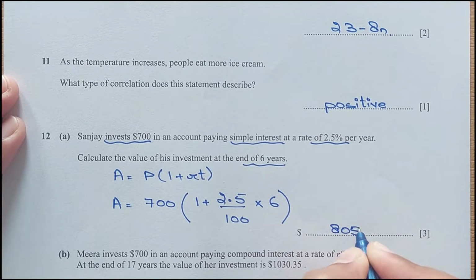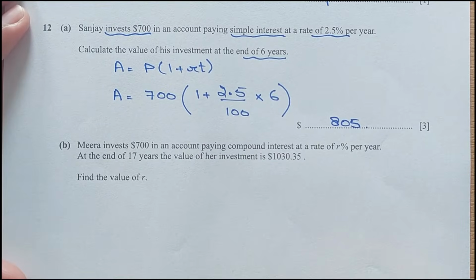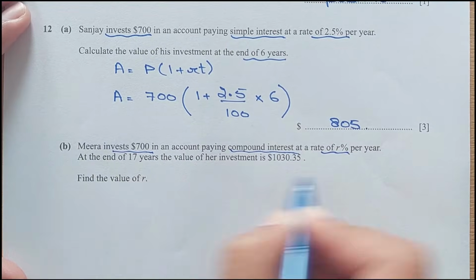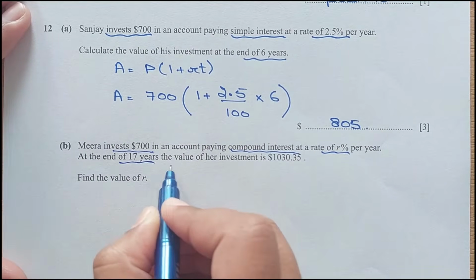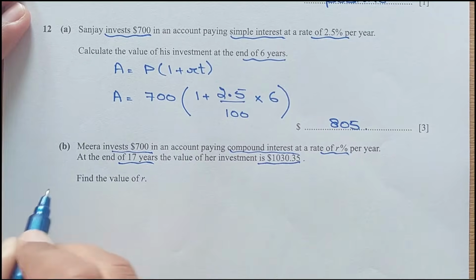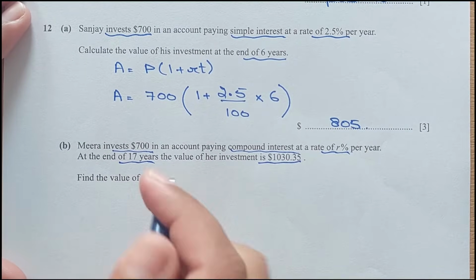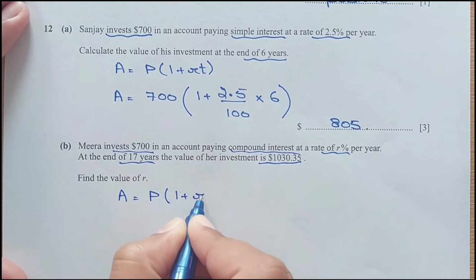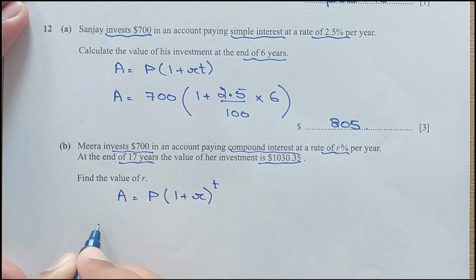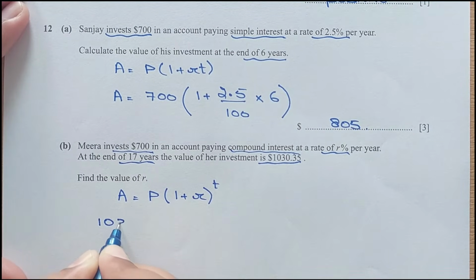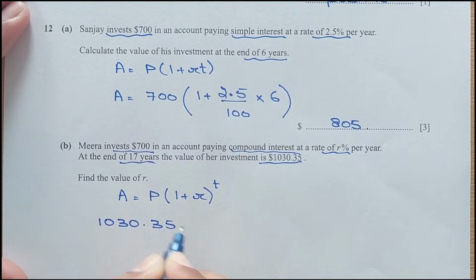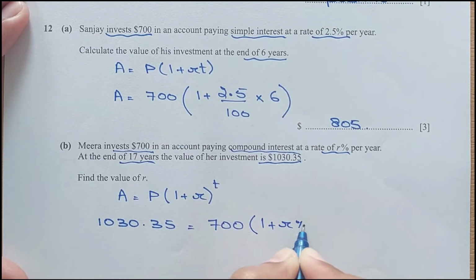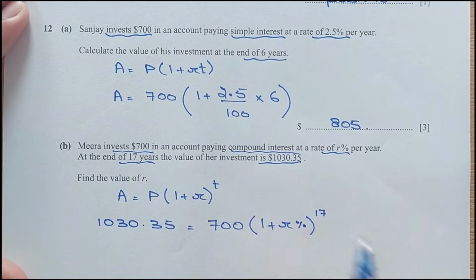Now for part B, Meera invests $700 in an account paying compound interest at a rate of R% per year. At the end of 17 years, the value of her investment is $1030.35. Calculate the value of R. So we have the compound interest formula A equals P times (1 plus R) power T. The amount we have been given is 1030.35. P is the investment, 1 plus R% we have to find, and T is 17 years, right.